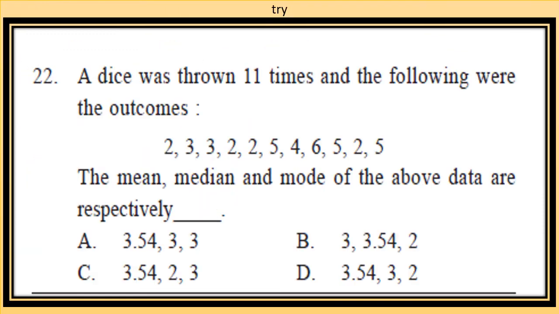Question 22. A dice was thrown 11 times and the following were the outcomes. Now see the outcome. The mean, median and mode of the above data are respectively. So the data is given, you have to find the mean, median and mode. So apply the formula of mean, median, mode, you will get the answer or you can see the solution next.